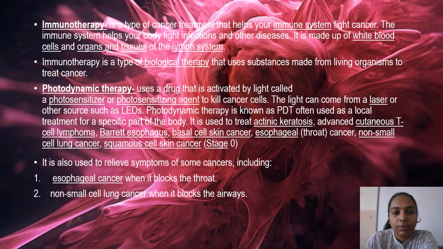Photodynamic therapy uses a drug that is activated by light, called a photosensitizer or photosensitizing agent, to kill cancer cells. The light can come from a laser or other sources such as LEDs. Photodynamic therapy is known as PDT, often used as a local treatment for a specific part of the body.